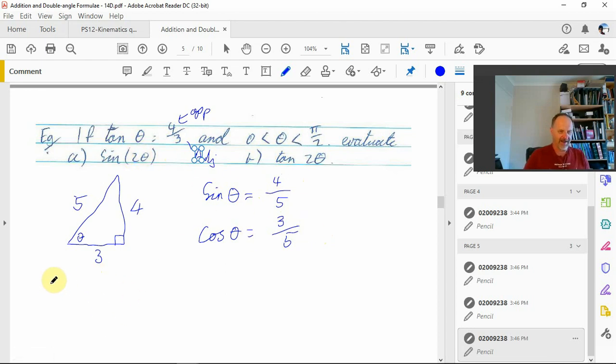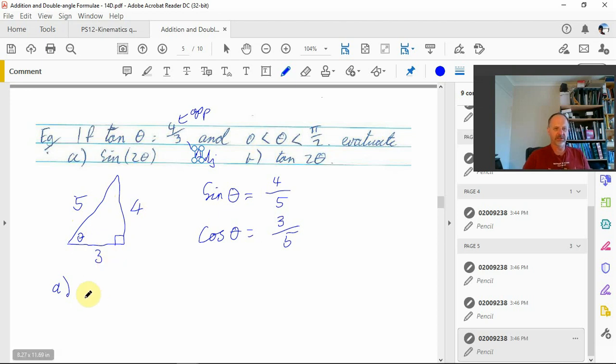All right, so for A, actually before I move on, that's a technique you can use for lots of these trig kind of things. If you don't know what the angle is, you can find the sine and the cos values simply by drawing a triangle like that.